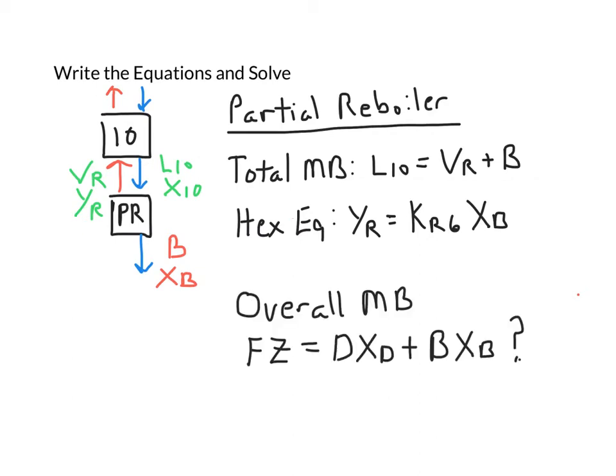Now you might be wondering, did I cheat when I guessed XD was equal to 0.8? Not really, because now we'll look at the overall mole balance. Does the amount of hexane that came in with the feed equal the amount that leaves with the distillate and with the bottoms? If not, we just go back up to the top of the column and make a new guess for the distillate composition and do the whole process again.